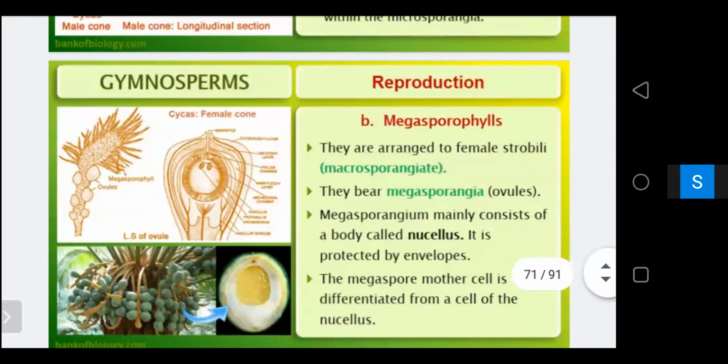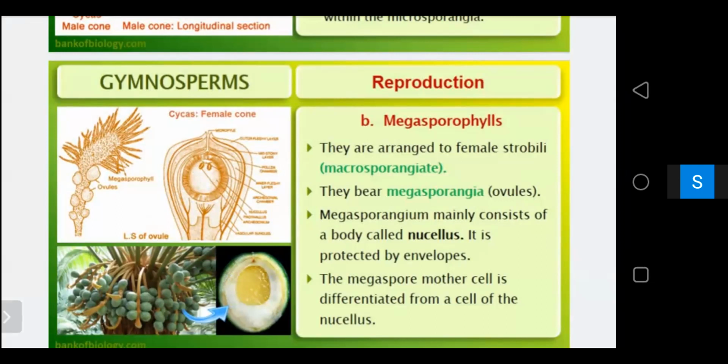Ovules are formed in the megaspore mother cell. One megaspore mother cell is differentiated from one of the cells of the nucellus, which is protected by the envelope, and the composite structure is called the ovule. Ovules are borne on the megasporophylls, which may be clustered together forming female cones.